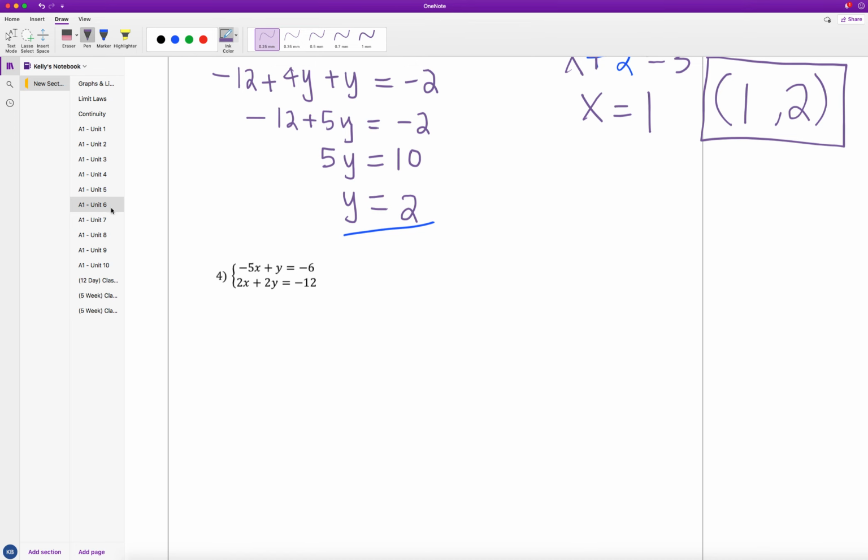What do you guys think? We need to pick one of those 2 equations, and we need to pick one of the variables to solve for. What would be the easiest variable to solve for in example 4?